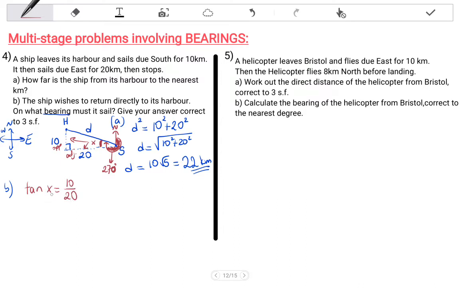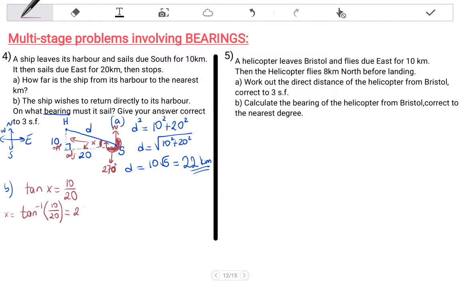So how can I find the angle? I need inverse tan. So when I press the shift button, then the tan button, I will have inverse tan, and I will write down 10 over 20, close the bracket, and this value will be my angle left within the triangle.